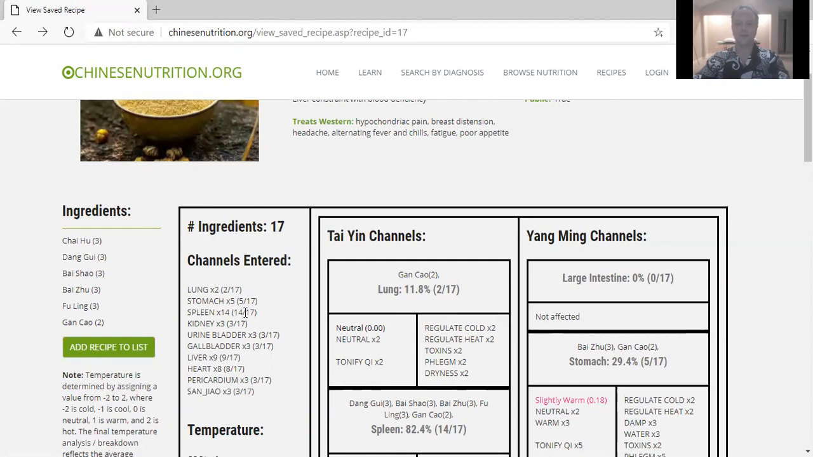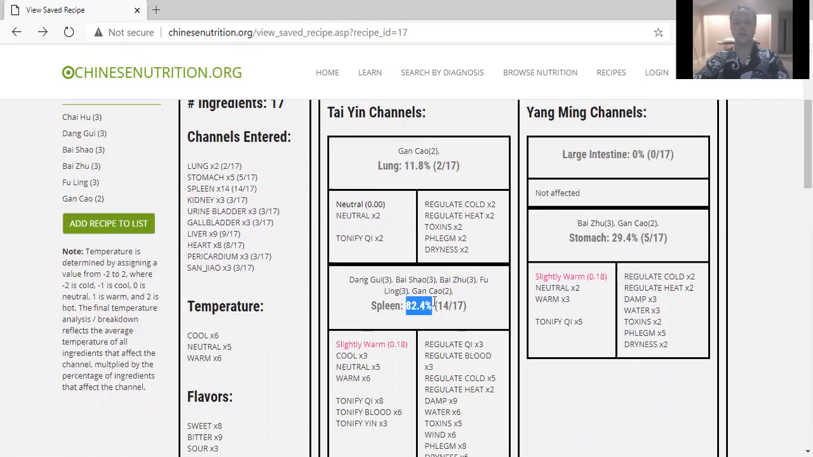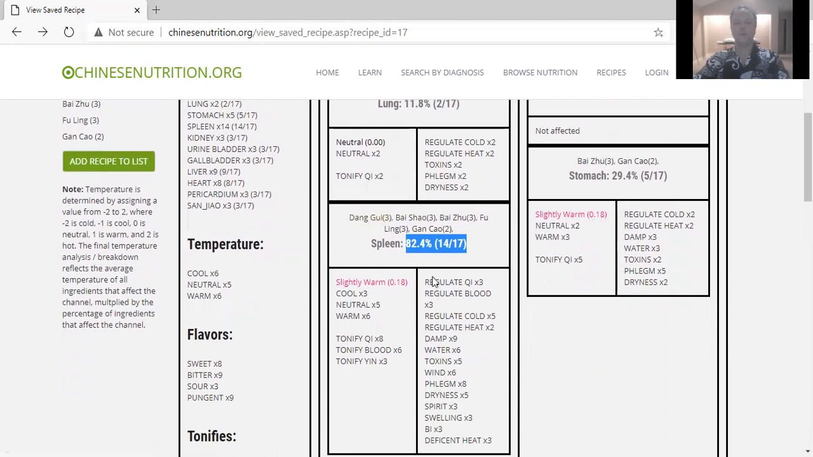But then we get to spleen, 14 out of 17 ingredients are going to the spleen. So wow, this is a big spleen formula, right? 14 out of 17, what's the percentage on that? 82.4% of the ingredients are going to the spleen. Well, which ingredients? Dang gui, bai shao, bai zhu, fu ling, and gan cao. And we can break it down.